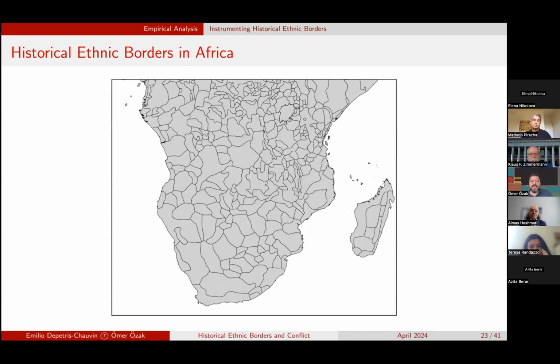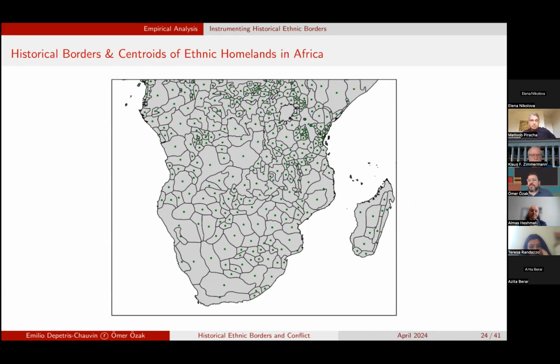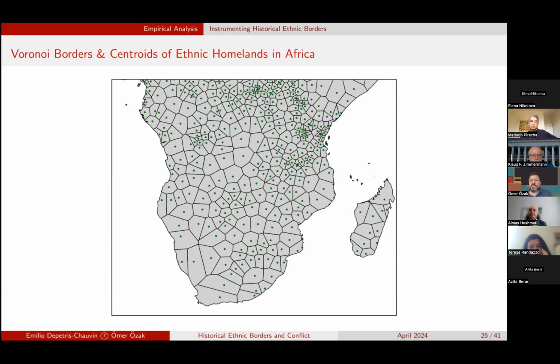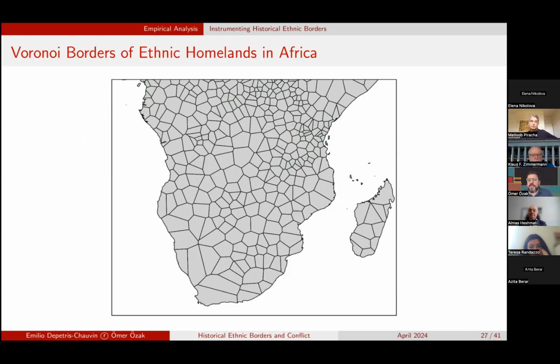And so for our case, what we're going to do is take the ethnographic Murdock map, find the centroids of these ethnic homelands, and given the centroids, construct the Voronoi partition of Africa. And we're going to use these potential borders to predict our historical ethnic borders. We're going to do variations of this by using different centroids, by using different ways of measuring distance, etc. And we will basically get similar results.